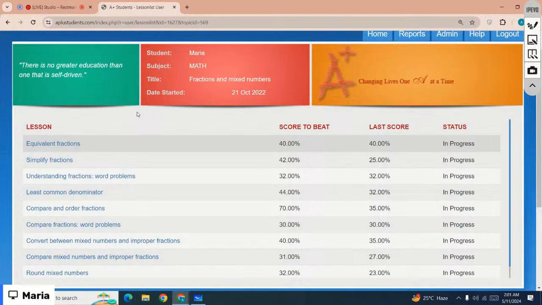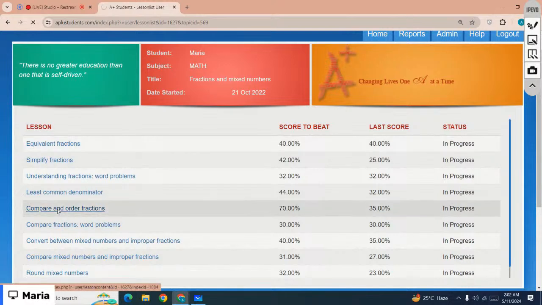Okay, here I'm in grade 7 math. The chapter we're on right now is fractions and mixed numbers. Let's start with the lesson that is compare and order fractions.